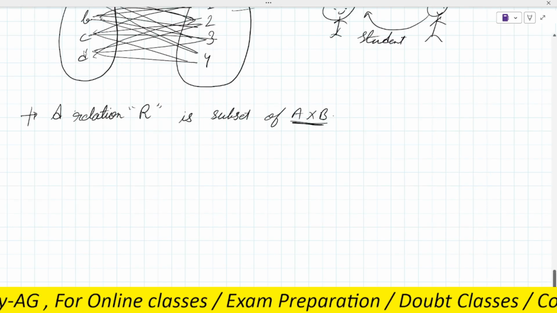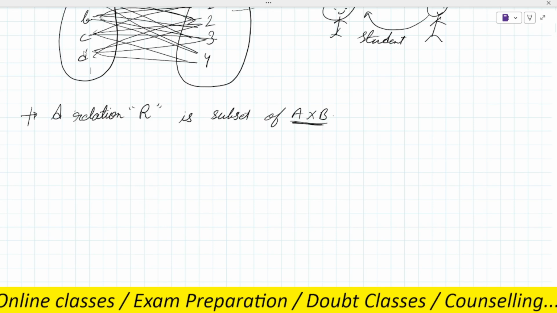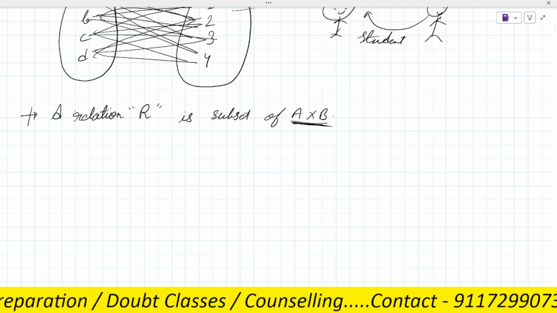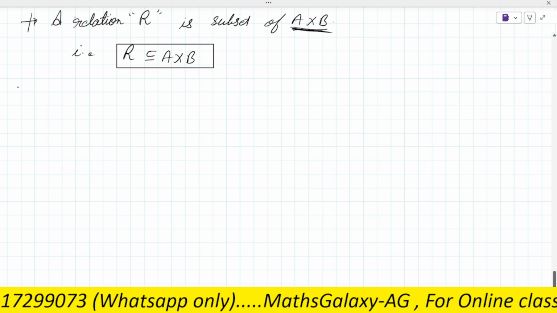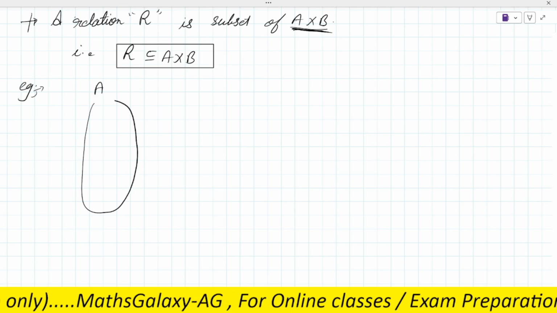We have already learned these things in 11th class, cross product, dot product, है ना? So this will be the subset of A cross B. We will understand here in a few minutes. It will be denoted like this: R will be the subset of A cross B. Is it clear? Now let's see the example. Suppose a set A and a set B.